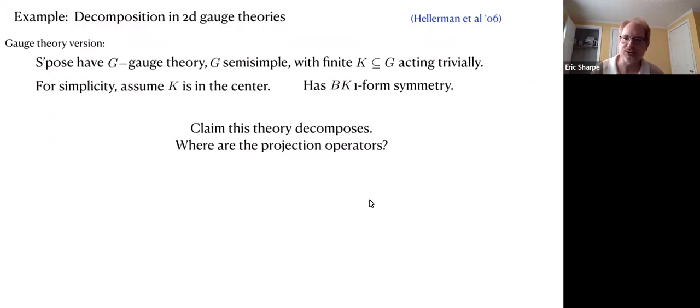So this might be an SU2 theory with adjoint matter. So the Z mod 2 center acts trivially. So this theory has a BZ_2 one-form symmetry. Now I claim it decomposes.